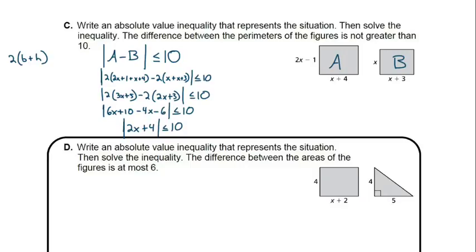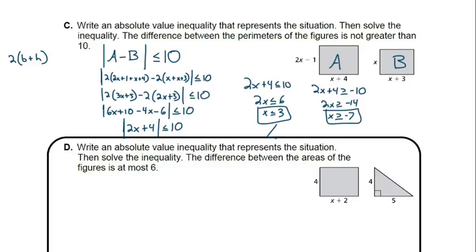So let's go over here and do that. I've got 2x plus 4 less than or equal to 10. So that's 2x less than or equal to 6. X is less than or equal to 3. I also have 2x plus 4 is greater than or equal to negative 10. So that's 2x greater than or equal to negative 14. X is greater than or equal to negative 14 divided by 2, which is negative 7. So those are my two boundaries.